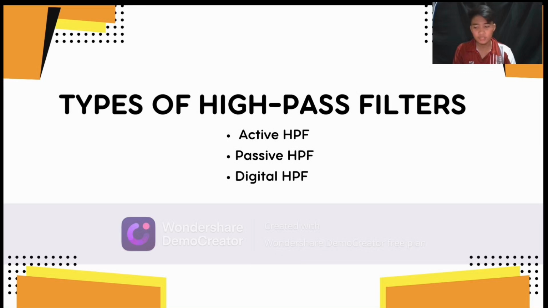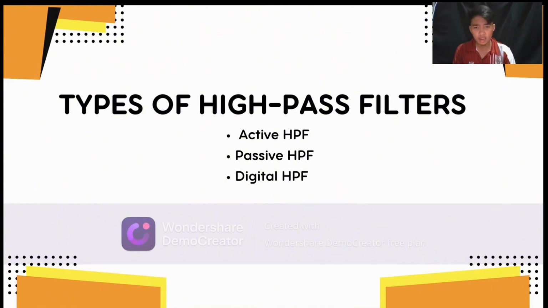And the passive high-pass filter. A passive high-pass filter is an electronic circuit that selectively allows signals with frequency above a certain cutoff frequency to pass through while attenuating signals of frequency below the cutoff. It is composed of passive components like resistor and capacitor.